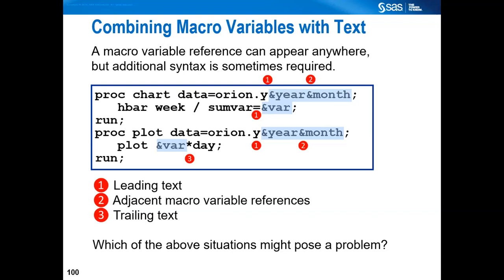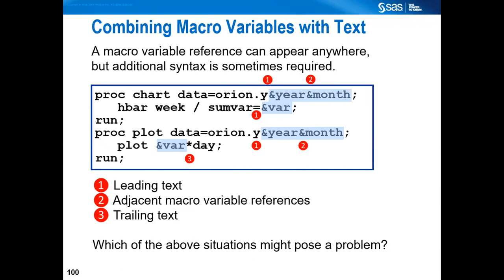So in this program, there is no harm in writing it this way, and there is no syntax error also. Okay, so let's understand the situation. There is a scenario where a macro variable is followed by leading text. There is a scenario where you have adjacent macro variable references. There is a scenario where you have trailing text. So which of the above situations might have a problem when we are executing?